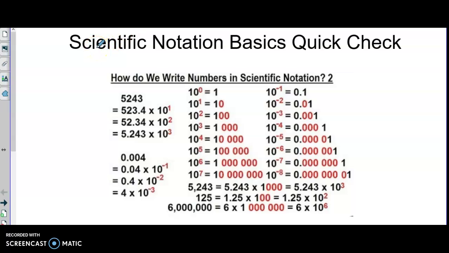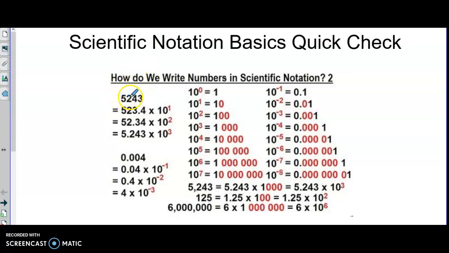All right, so for today we're talking about the scientific notation basics. This is a quick check. The first thing I wanted to put up here was just a good visual, because I'm going to be teaching you the rules on how to write things in scientific notation, but sometimes we don't really understand what we're doing or why we're doing it. So I really liked this visual aid.